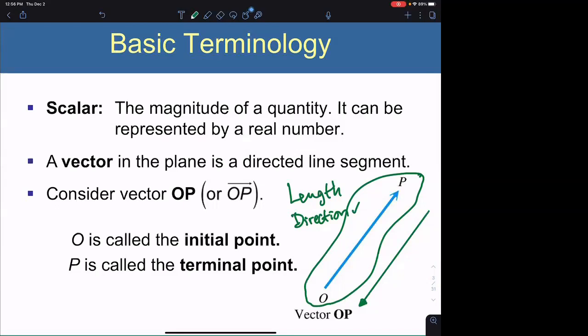And then the other is how long is the line segment that represents the vector. That's the length. Or the word we're going to use more formally is the magnitude.